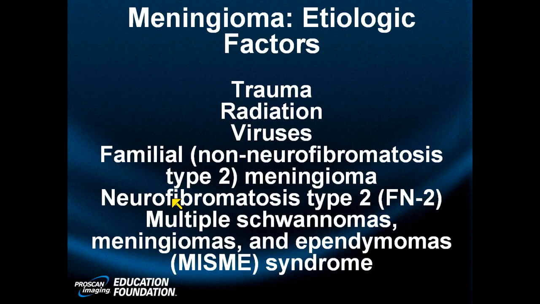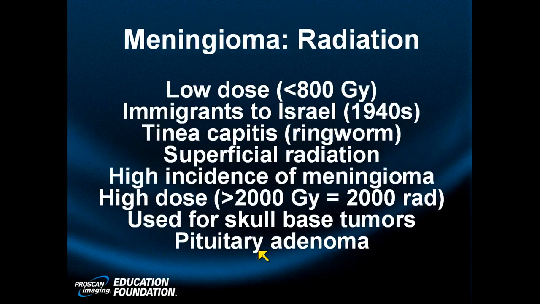Neurofibromatosis type 1 is not associated with meningioma with any frequency, although rarely they do occur. NF2: multiple schwannomas, meningiomas, and ependymomas, the so-called MISME syndrome. Radiation is an absolute risk factor for meningioma, usually low dose. This was discovered in immigrants to Israel in the 1940s who received radiation to the head for ringworm, and they had a higher incidence of meningioma. So superficial, low-dose radiation will produce meningiomas.